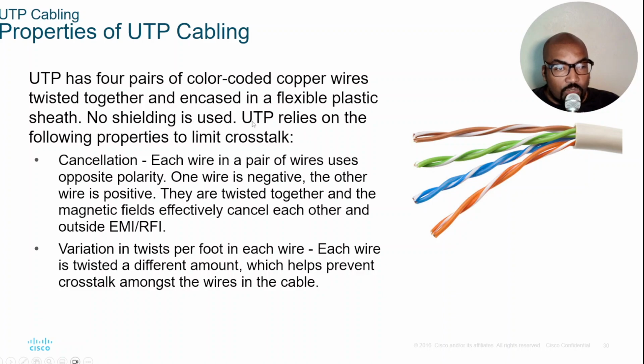No shielding is used. UTP relies on the following properties to limit crosstalk. Cancellation: each wire in a pair uses opposite polarity. One wire is negative, the other wire is positive. They are twisted together in magnetic fields, and they cancel each other out, which is pretty cool. Variation in twists per foot: each wire is twisted differently, with different amounts, which helps prevent crosstalk amongst wires in the cable.